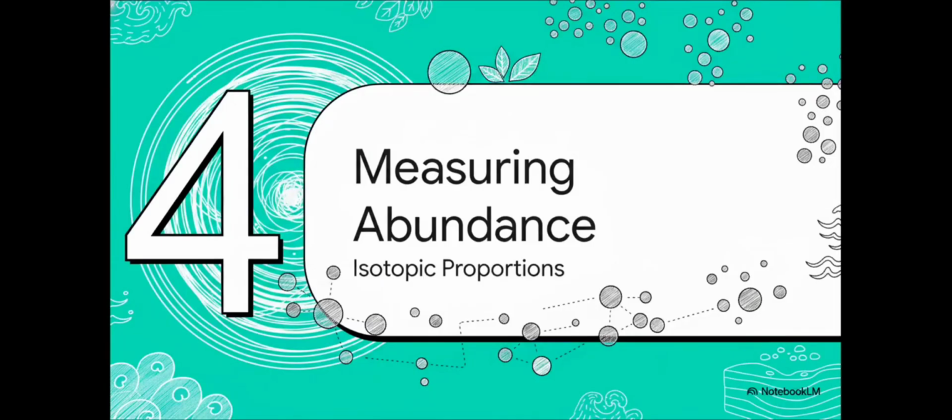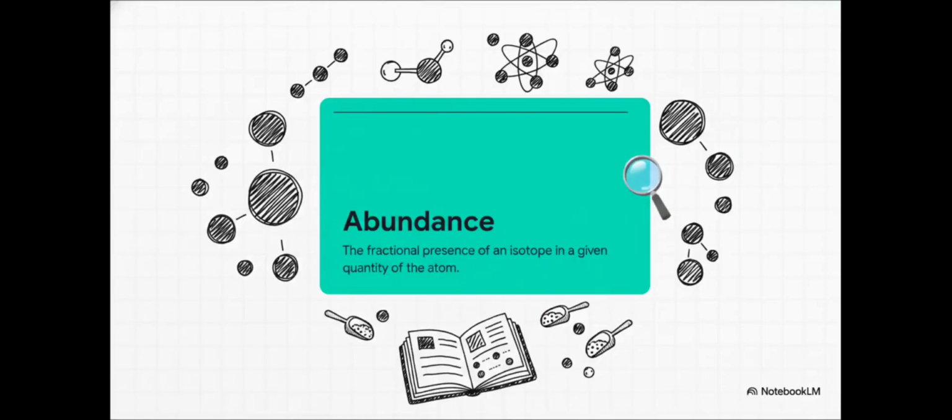All right, Section 4, measuring isotopic abundance. Zooming out to the real world for a second, elements don't usually just exist as one single pure nuclide. Most naturally occurring elements are a mix of two or more isotopes. Our source defines abundance as the fractional presence of an isotope in a naturally occurring quantity of that atom. It's kind of like nature's fixed recipe. If you go outside and scoop up a handful of naturally occurring carbon, it will always be a mix of different isotopes existing in very definite, fixed mathematical proportions.